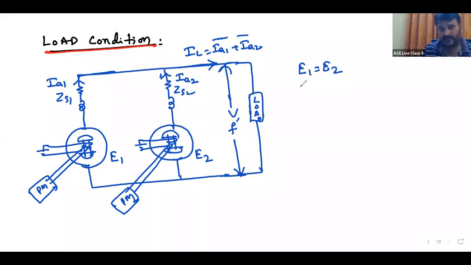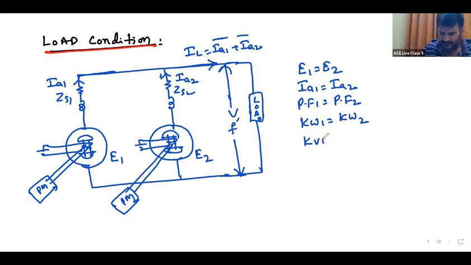And power factor of first machine. E1 is the same and IA1 is also equal to IA2, say both currents are equal. Power factor of first machine is also equal to power factor of second machine, take it. When current and power factor are the same, active power of first machine is equal to active power of second machine, KW1 is equal to KW2, and KVR1 is also equal to KVR2. The reactive powers are equal.